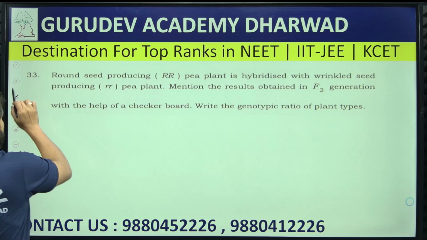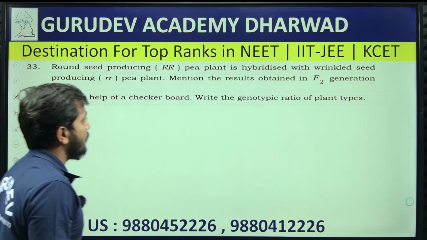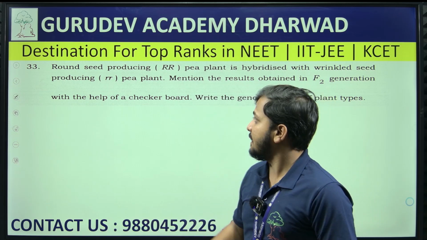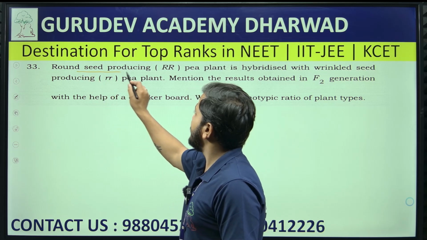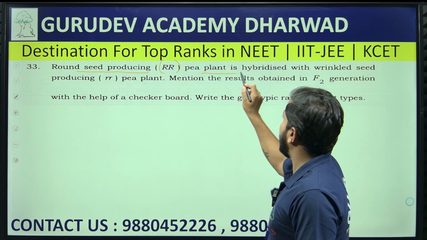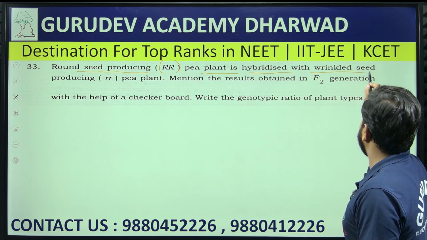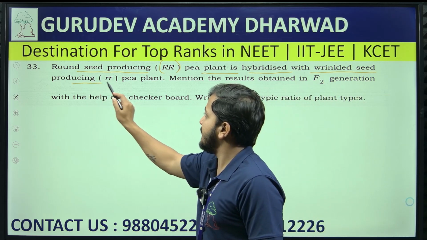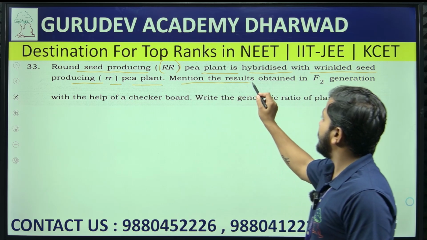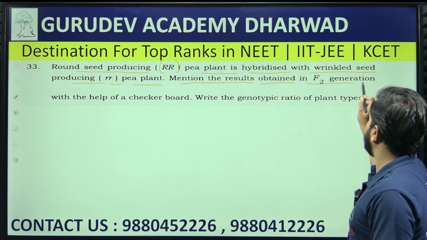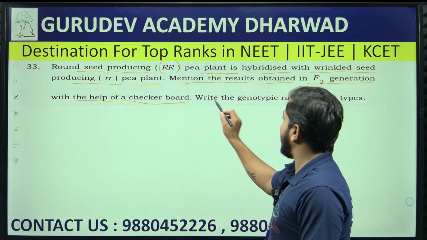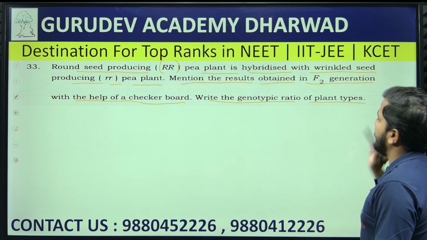Right, the next question is related to the Mendelian concept. What they say is that a round seed producing, capital R, pea plant is hybridized with a wrinkled seed producing, small r, pea plant. Then mention the results obtained in the F2 generation with the help of a checkerboard, and write the genotypic ratio of this plant.